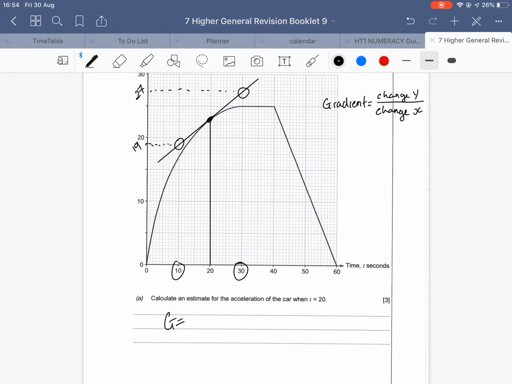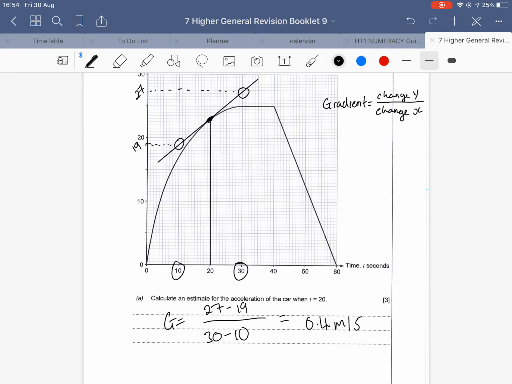So my gradient, change in y, we've got from 19 to 27. No negative numbers. You can see it's going up anyway, so the gradient is positive. It's not decelerating, it's accelerating. And then 20 to 30, put that in a calculator, we've got 0.4 meters per second squared. So the acceleration is 0.4 meters per second squared.